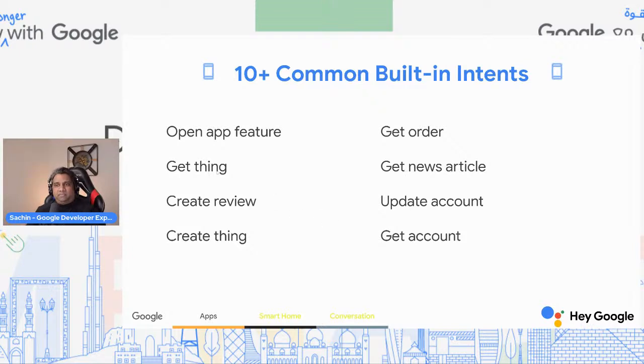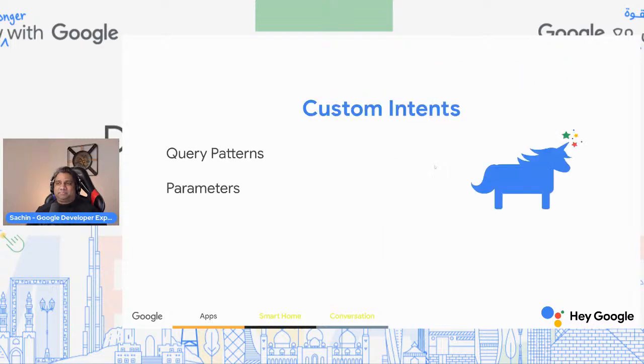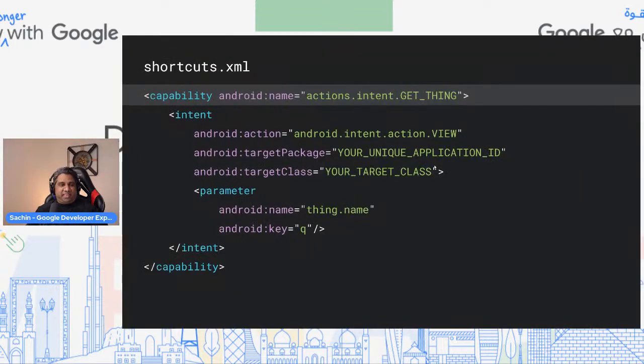Now you have other things like get thing, create review, create thing, get order, news articles, update account, get account details. So you have all of these built-in intents readily available, so that all you have to do is refer to that within your application, and you can basically voiceify your Android app. So you also have custom intents. So how does this all work, right?